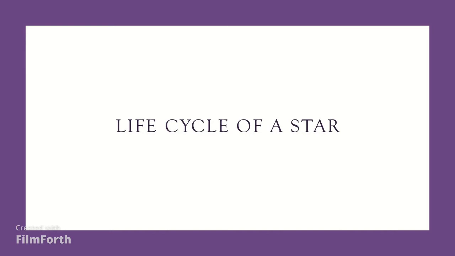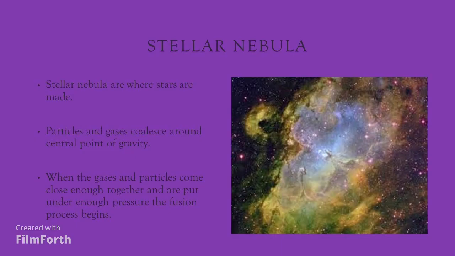So now we're going to talk a little bit about the life cycle of a star, so you kind of understand how stars go through their life. So let's get going with that. At the beginning, all stars are born in what are called a stellar nebula. Okay, particles and gases coalesce around some central point of gravity. And then when these gases and particles come close enough together and there's enough pressure and heat being generated from them being so close, the fusion process will ignite and then a star will be born. That's where they're made, in these stellar nebula.